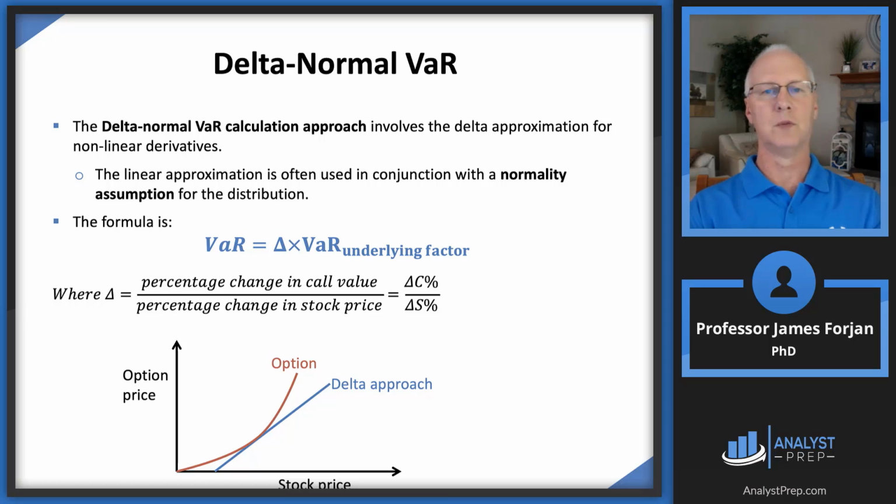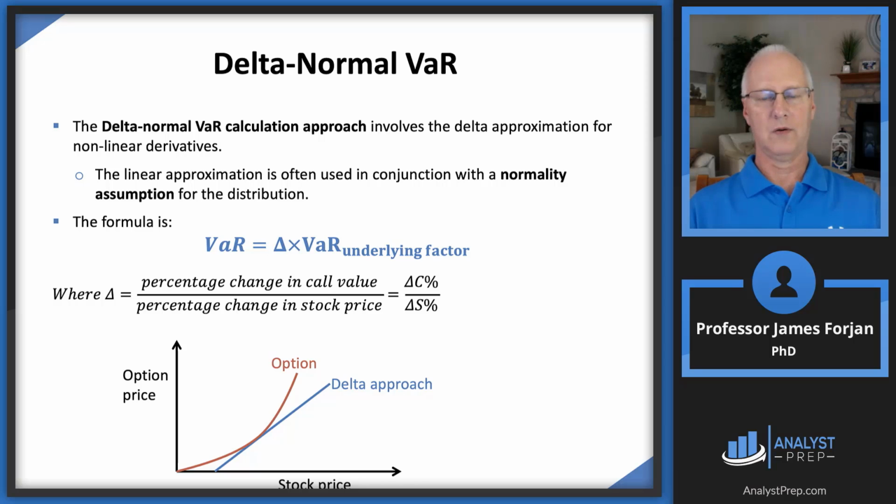All right, so to compute this value at risk, all we're going to do is take the delta, the little triangle there, times the value at risk of the underlying factor. And so there's the great formula for the delta. And this applies exactly to what I was saying just a minute ago about that call option. So we take the percentage change in call value divided by the percentage change in stock price. So what did I say? That stock price went from 100 to 101, right? That was 1%, and then the change in the call was just 50 cents or a half, right?